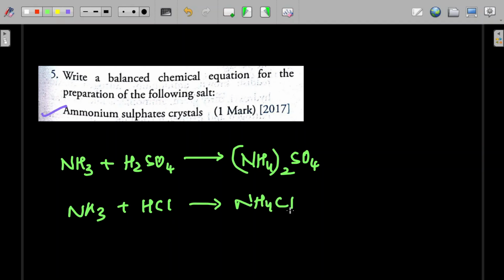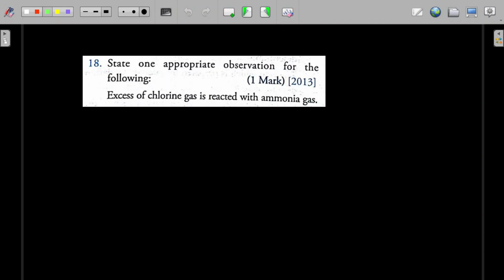Same way, if they ask you ammonium nitrate crystals, whenever they mention crystals, you have to be careful. You have to take your starting materials without water. Because if you take water, what happens? You will get salt, because ammonia gas and this will be acid. You will get salt and water and not the crystals. So these are all combination reactions.